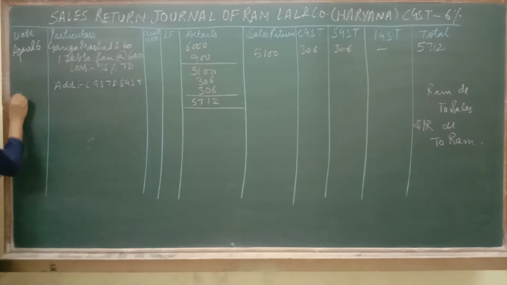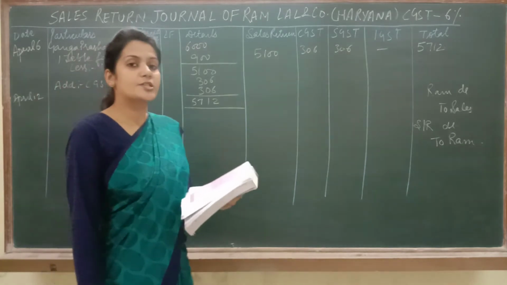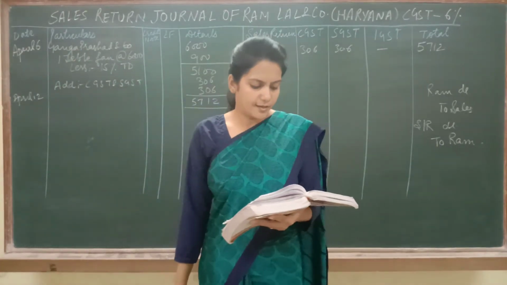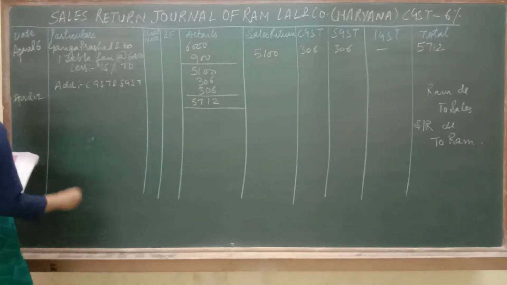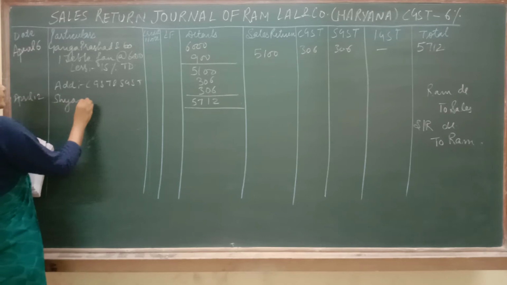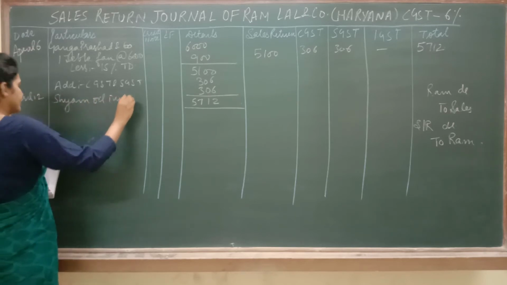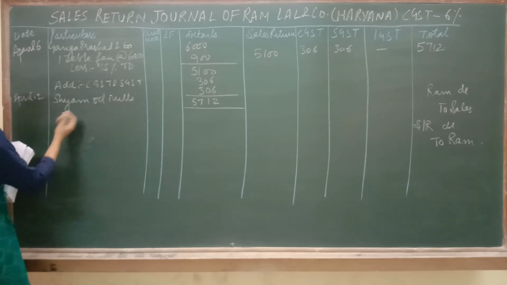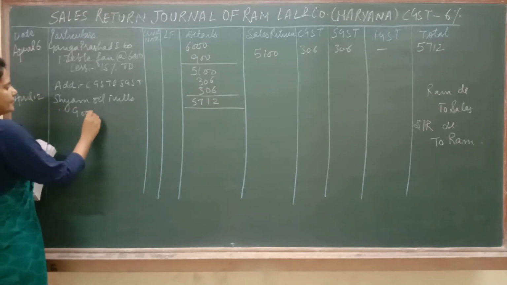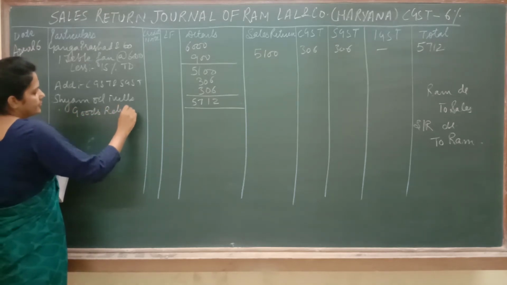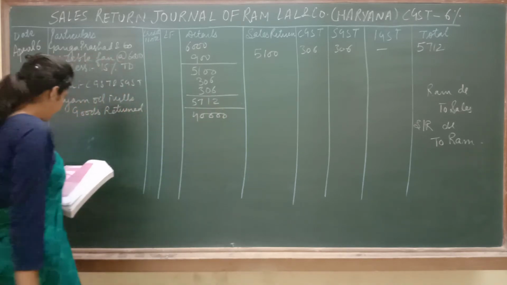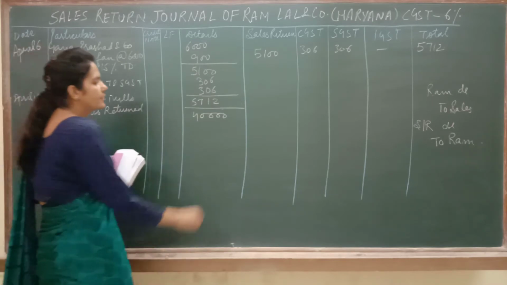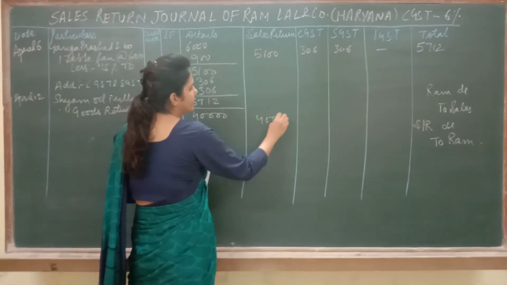Now the next transaction is on April 12. Read it: On April 12, Sham Oil Mills, Yamunanagar, Haryana, returned defective goods valued at rupees 40,000. Now they have returned goods to us. Who has returned goods? Sham Oil Mills. So simply write goods returned. Value is 40,000. There is no trade discount, so we'll write the same value in the sales return column.